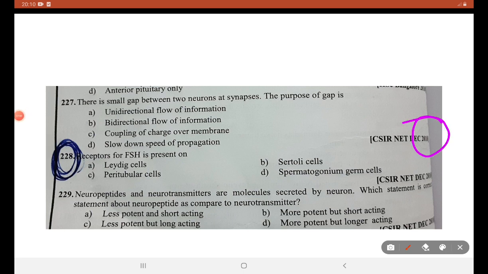December 2010. There is a small gap between two neurons. Consider this as a neuron 1.